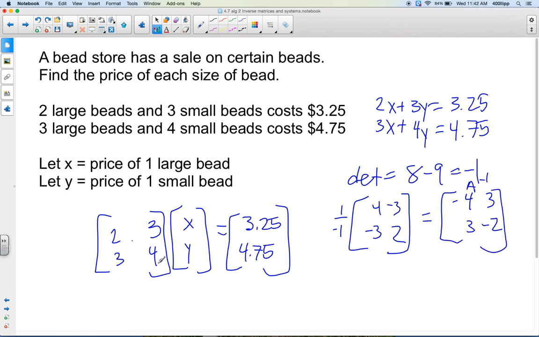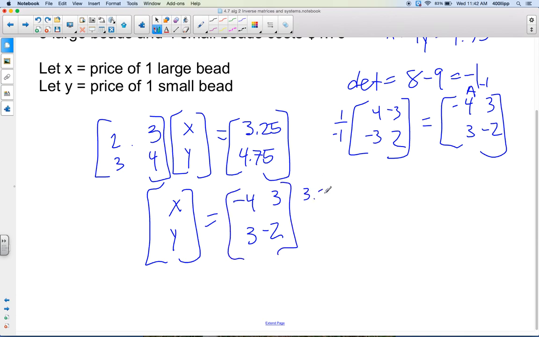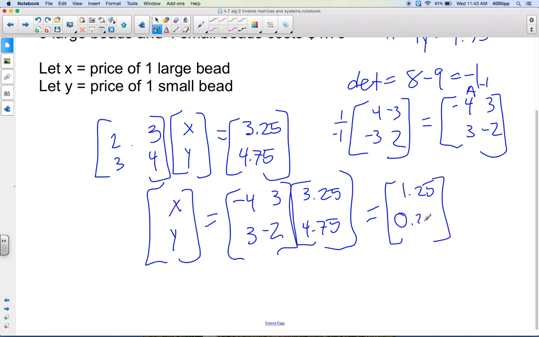And we're going to multiply both sides by that inverse. So we have x, y will be equal to negative 4, 3, 3, negative 2. Multiplying that by 3.25, 4.75. Multiplying each row and column. And we will come out with x and y to be equal to 1.25 for your x and 0.25 for your y. And this is telling you the price for the large bead and the price for the small bead.